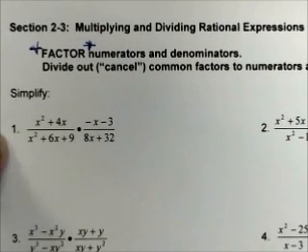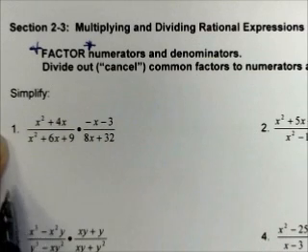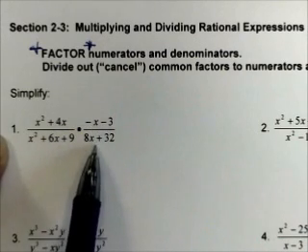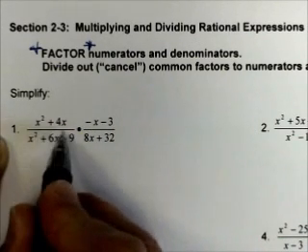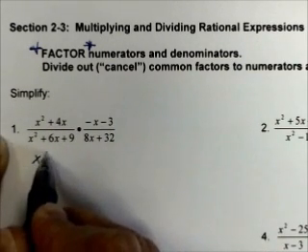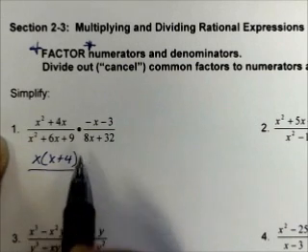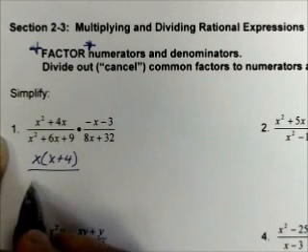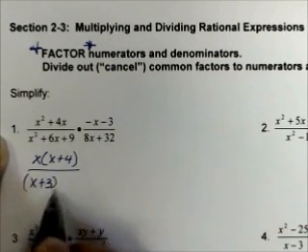So number 1, we have (x squared plus 4x) divided by (x squared plus 6x plus 9), times (negative x minus 3) divided by (8x plus 32). So we have two rational expressions, and we go about this by factoring each numerator and each denominator. Okay, so here we go. There's a GCF here: x times (x plus 4). The trinomial in the denominator: factors of 9 that add to 6 are 3 and 3. (x plus 3) times (x plus 3).